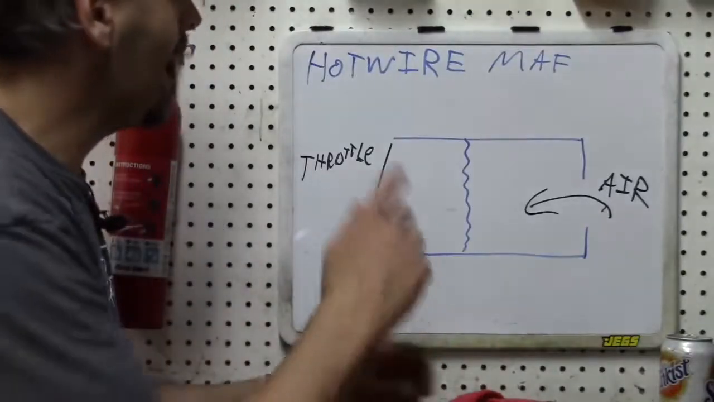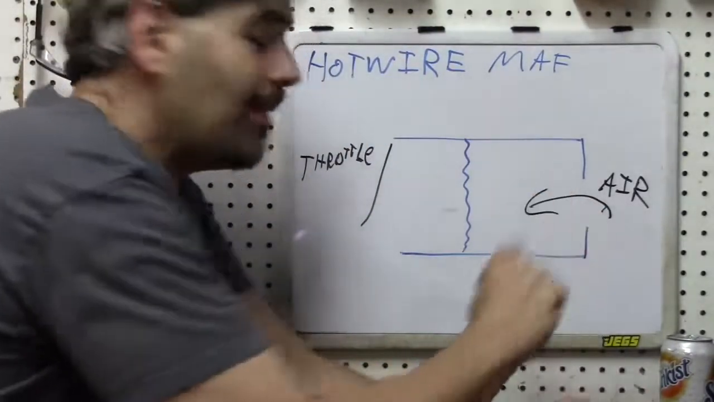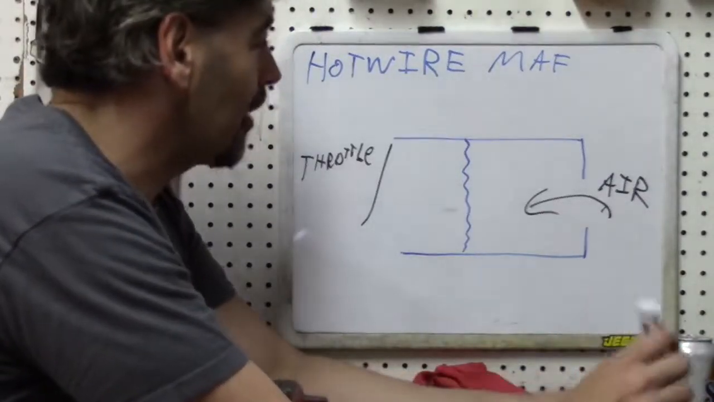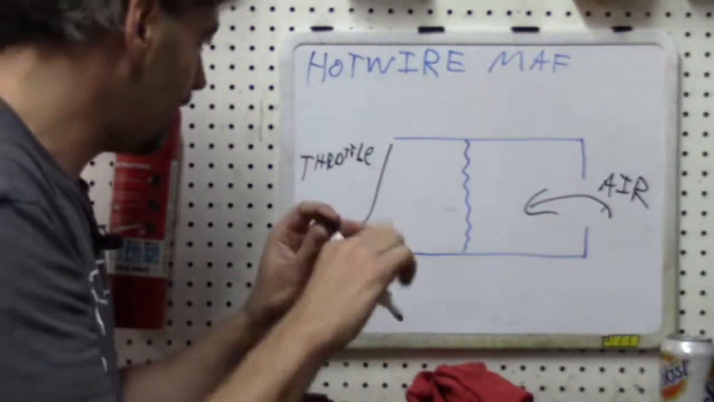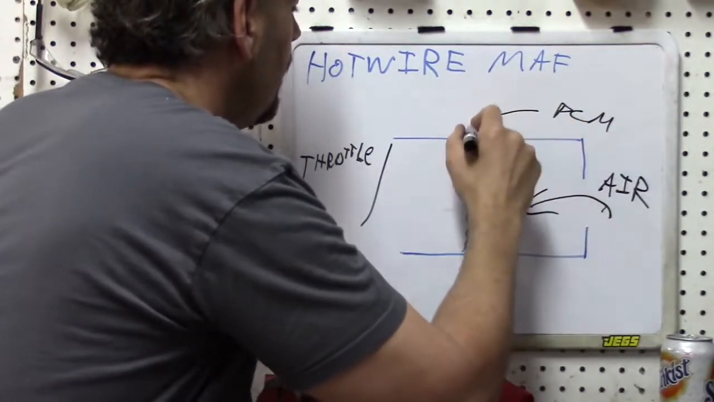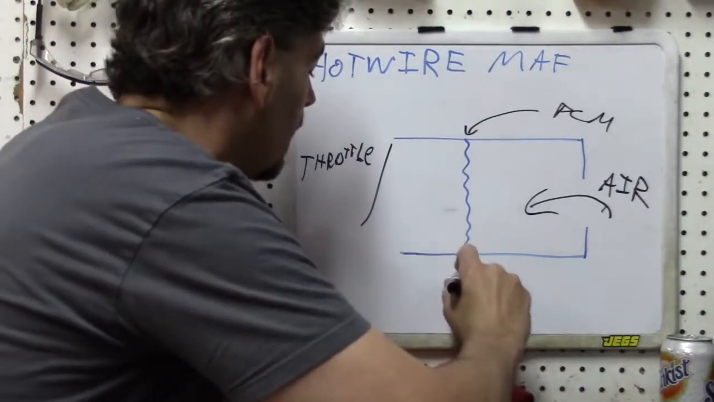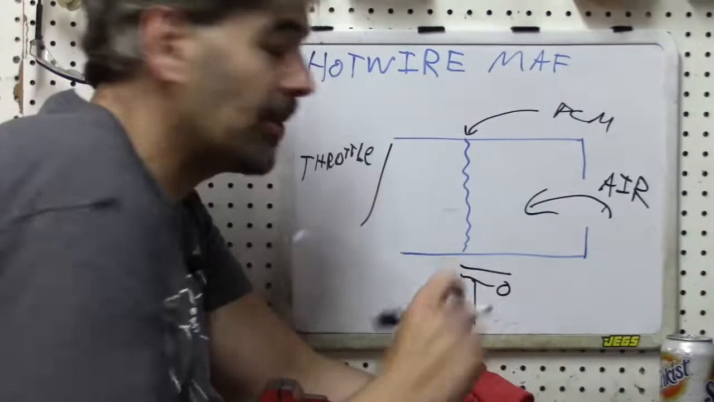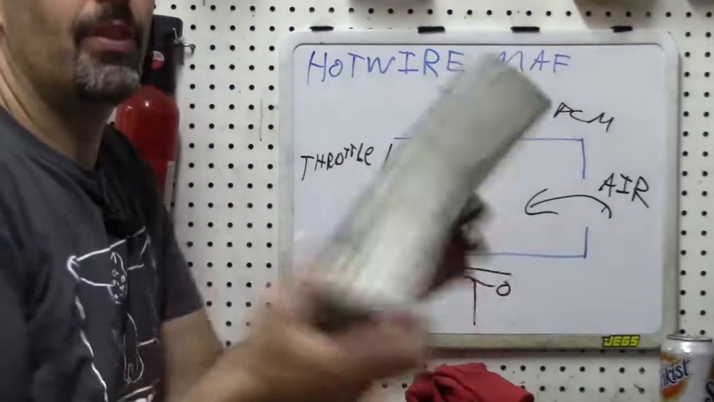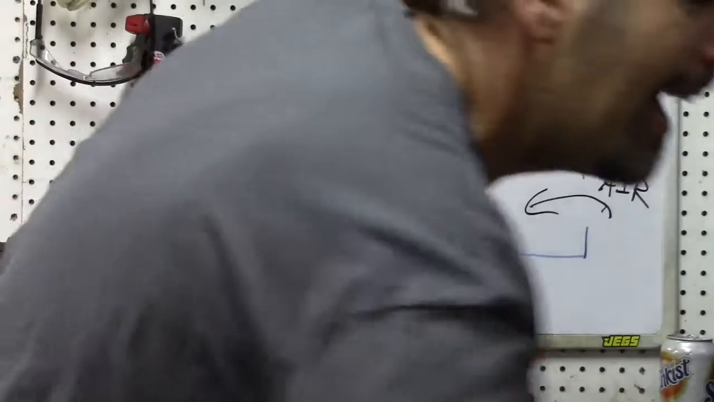Okay, so let's go ahead and discuss hot wire MAF theory of operation. So basically the idea with this, I don't know where people come up with these ideas, but this seems a little convoluted, but it is how it works. The PCM is going to control the temperature of this wire and hold this wire at a constant temperature. And from what I've read when I studied about this, by the way, service manual is the source for most of my information on this.